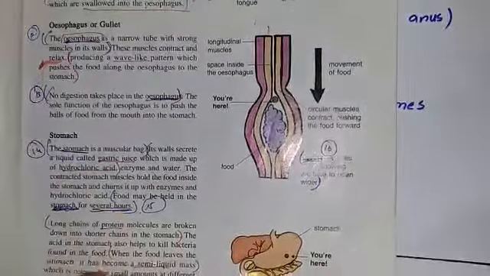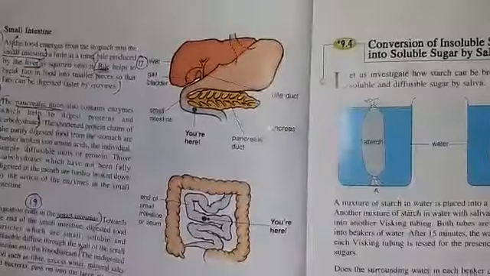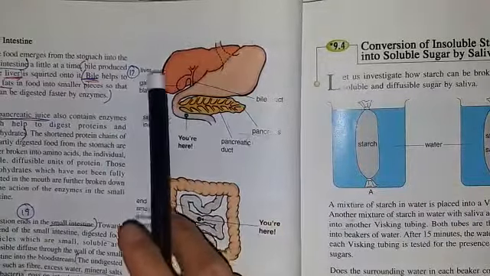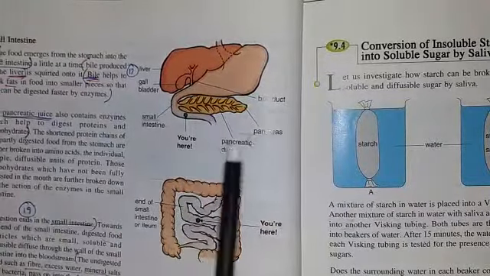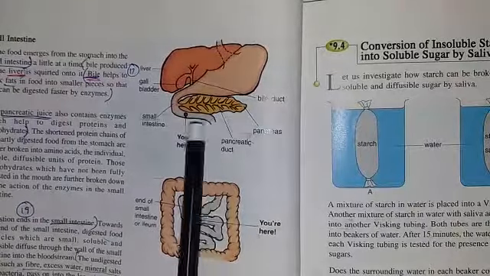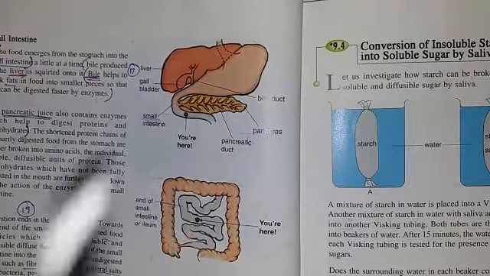Next, students, this is the stomach. In this diagram you can see here is the stomach and the liver. From the liver the bile duct originates. This is the bile duct, and from the pancreas the pancreatic duct originates. Here, this is the food.